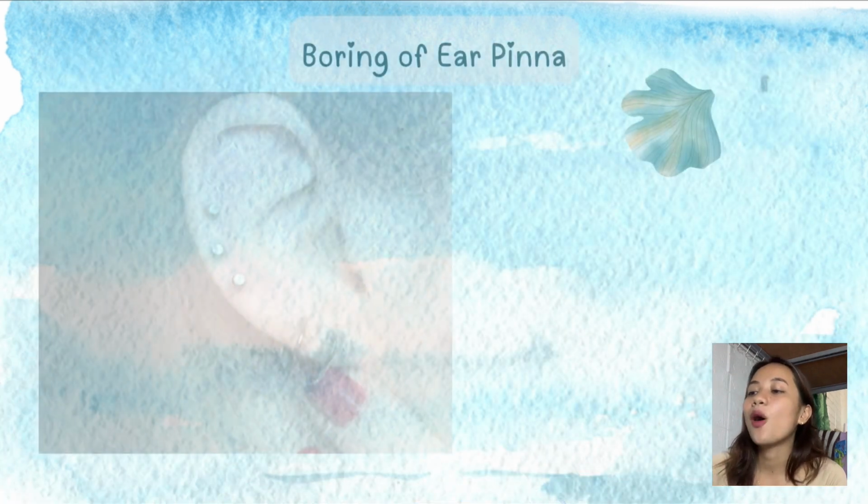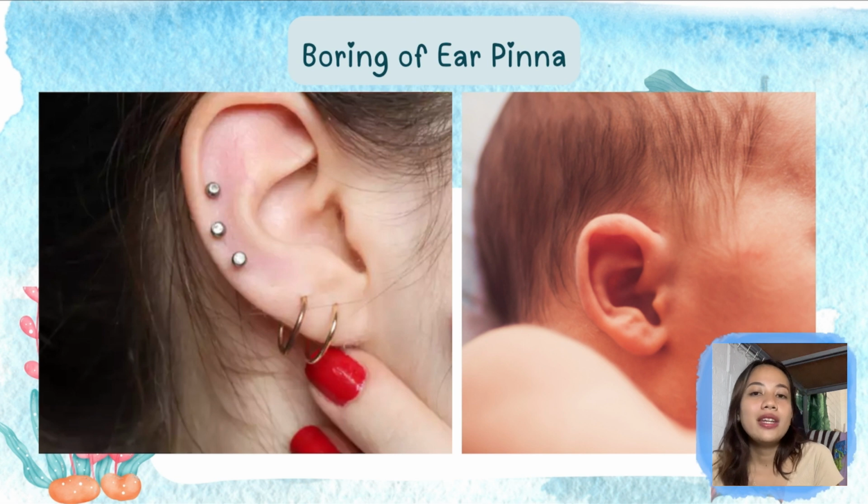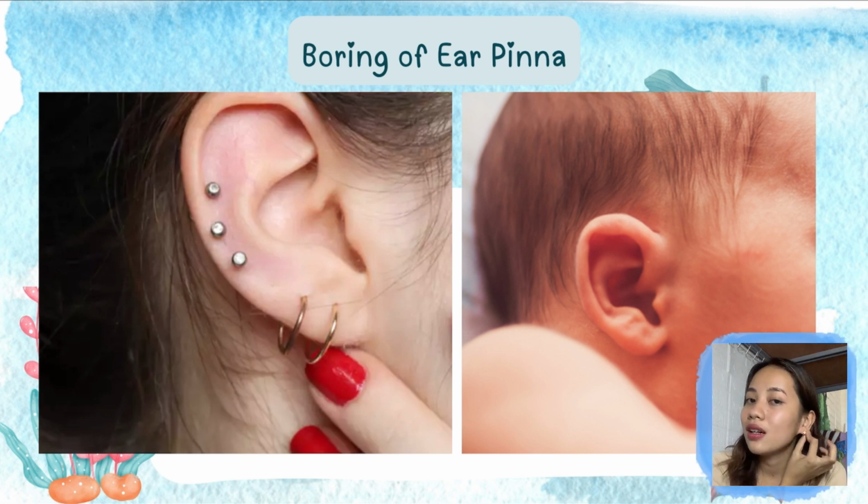More examples is the piercing of the ear pinna. There are a lot of adult women who wear earrings, who love piercings, to express themselves or for whatever purposes they have. However, when they produce offspring, the baby has no hole in their ear pinna, which means that changes in the soft part of our ear cannot be passed on to our offspring.